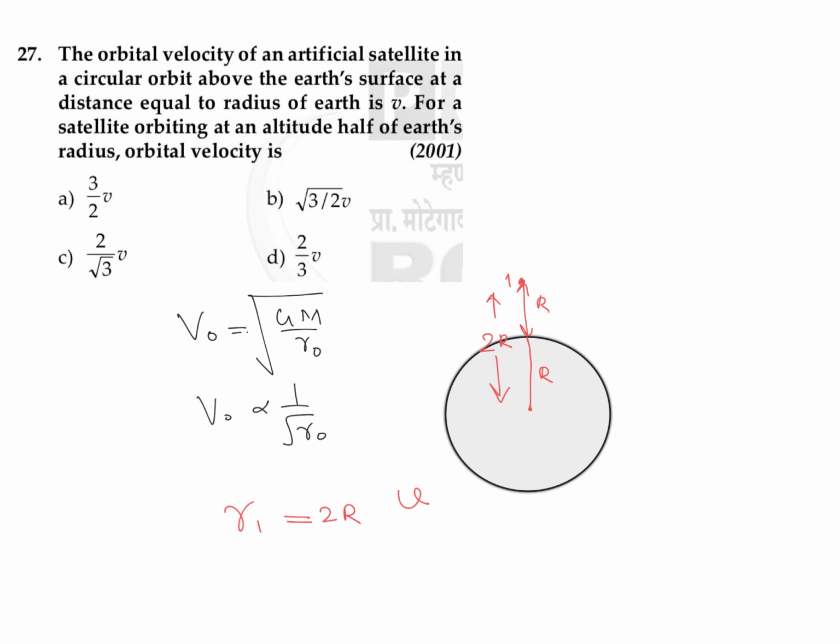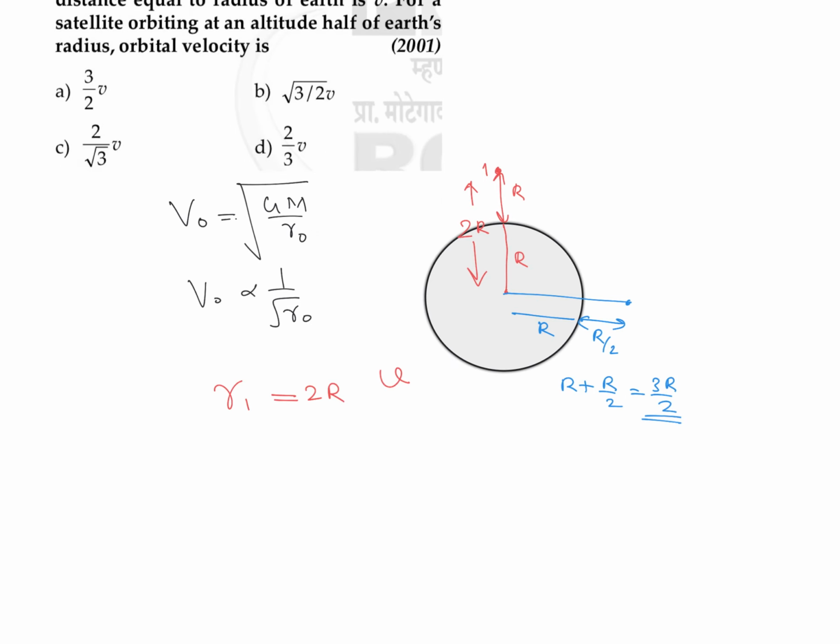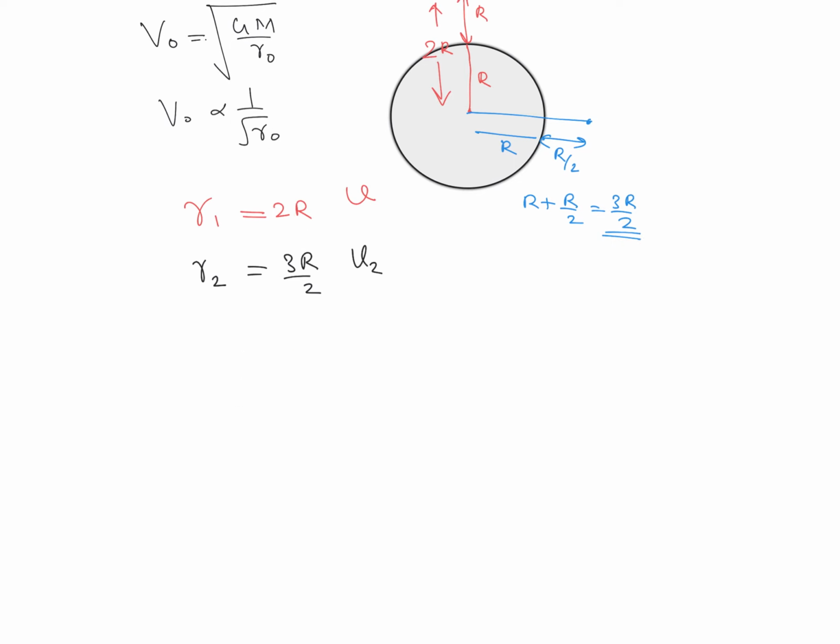For a satellite orbiting at an altitude of half the Earth radius, now we are considering the next satellite somewhere over here, which is at a distance r by 2 from the surface. So from the center its distance will be equal to r plus r by 2, which is equal to 3r divided by 2. So in the second case the radius is 3r divided by 2, and our aim is to find the corresponding orbital velocity. Let's call it v2.